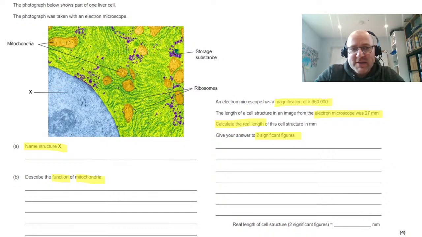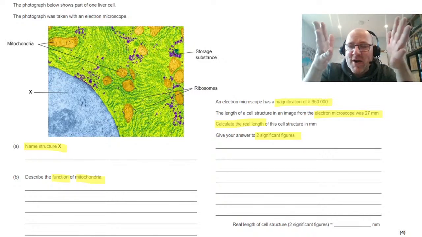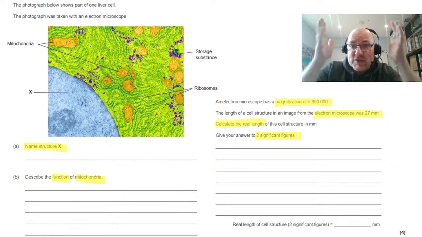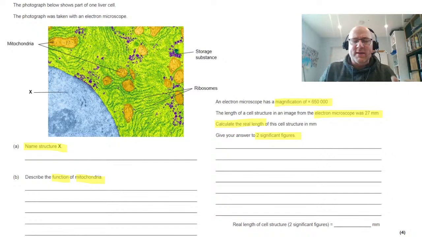All right, see if you can do these questions, guys. So the first one is name structure X. That's really hard. This is the type of one they're going to try and throw you off with. This is a diagram of one cell. It's zoomed in so you can hardly see anything. This is the type of thing they'll do to you. So you've got to use a bit of common sense and say, well, I can see the ribosomes and the mitochondria. So what's this circle thing here that's structure X?